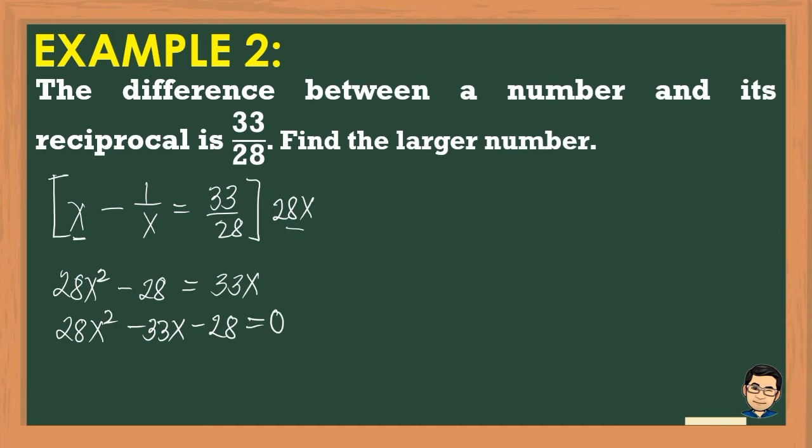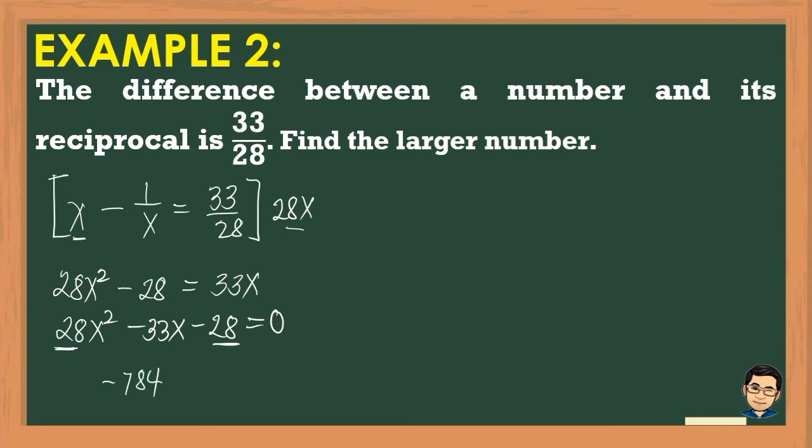So, don't forget kapag naglilipat tayo ng mga terms or numbers, kailangan pong baguhin yung mga sign. Otherwise, magiging mali po yung ating sagot. And then, using AC method, i-multiply natin yung 28 tsaka negative 28. That is negative 784.